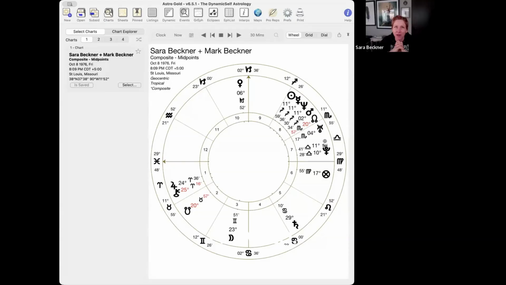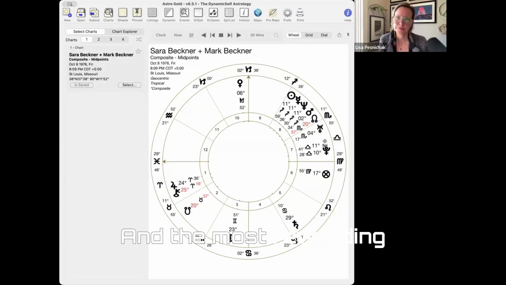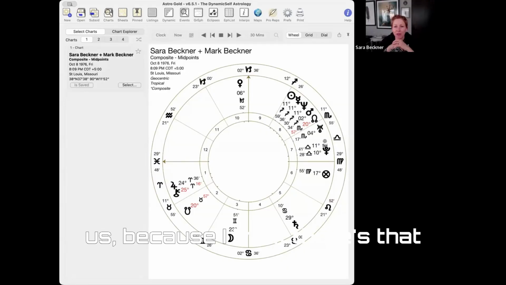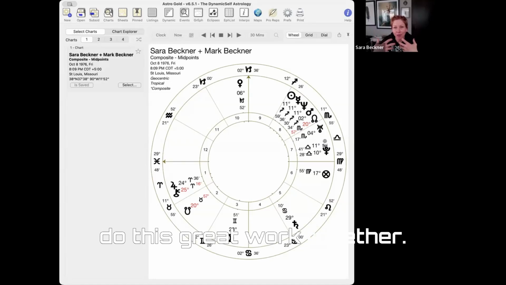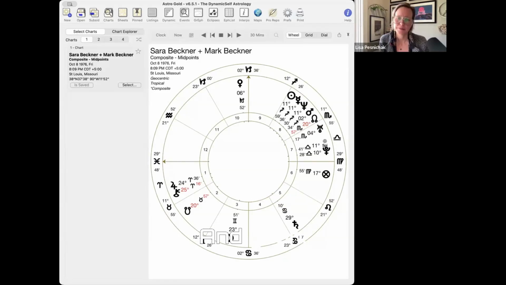I think it is the hardest thing we've tackled together and the most rewarding thing for sure. And of course also the thing that binds us, because I think there's that facet to Saturn too, that we do this great work together.